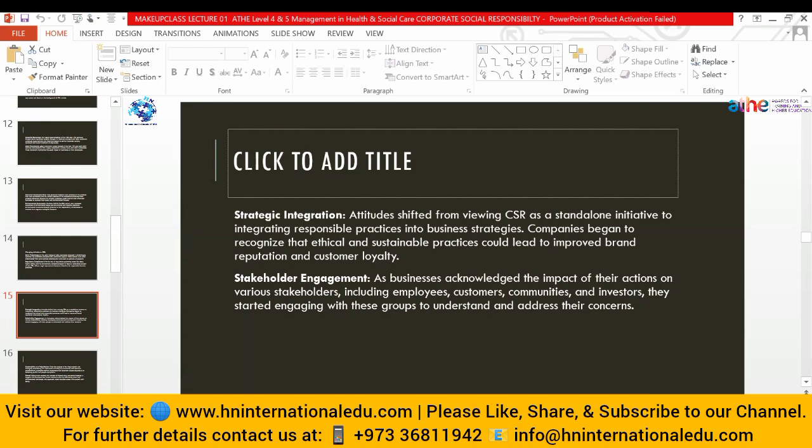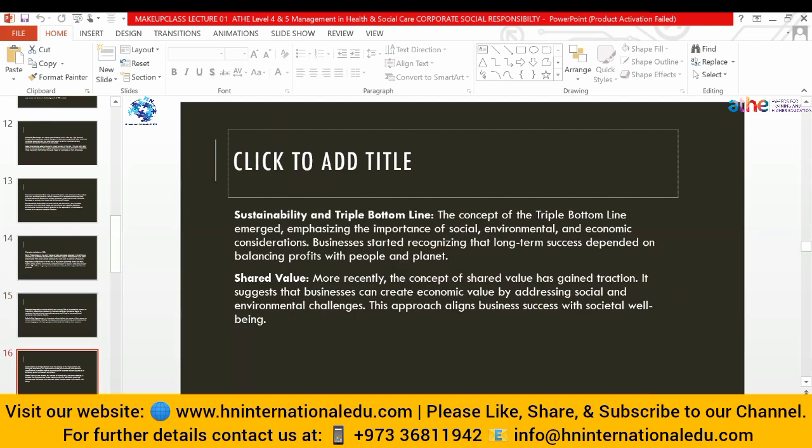Stakeholder engagement. As businesses acknowledged the impact of their actions on various stakeholders, including employees, consumers, communities, and investors, they started engaging with these groups to understand and address their concerns. That is, all kinds of stakeholders, whether internal or external, we are going to take them into consideration. Their decisions are going to matter. So these are quite important entities.